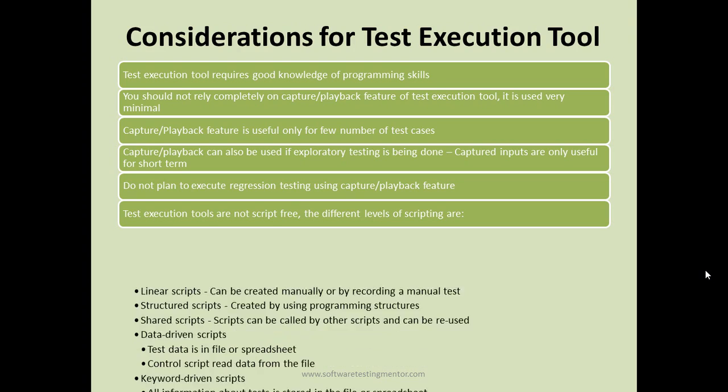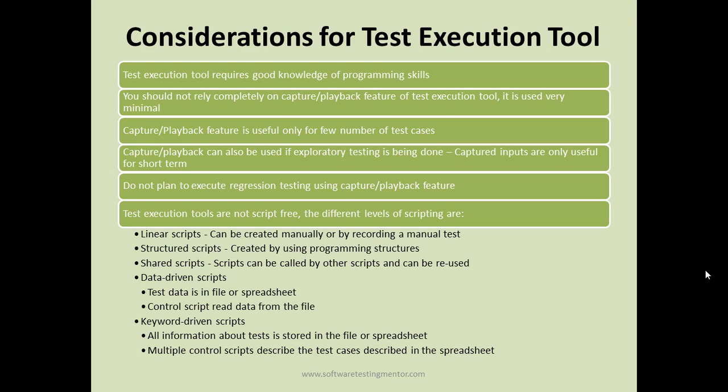The different scripting levels are linear scripts, which can be created manually by recording a manual test, so it creates just a linear script. Structured scripts are created by using programming structures. Shared scripts have a programming structure and use a scripting technique where one script is called by another. Then there are data-driven scripts and keyword-driven scripts.